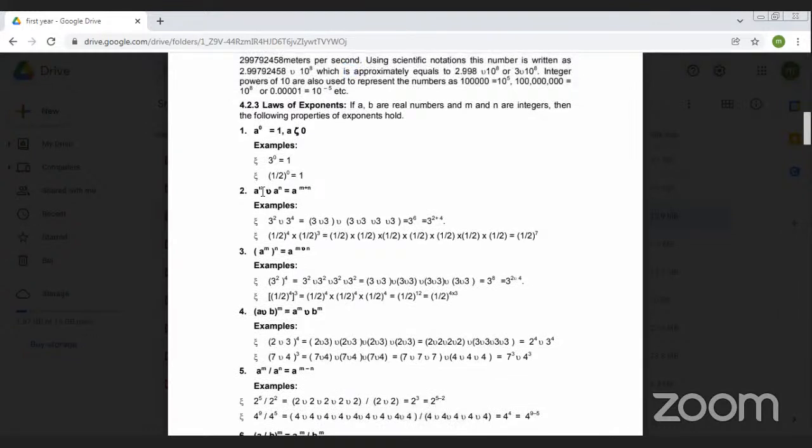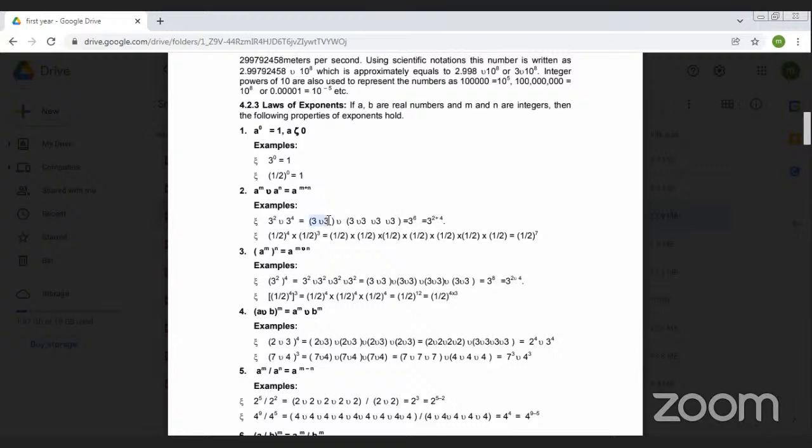When you have a raised to m into a raised to n, this symbol stands for the multiplication sign. So a raised to m into a raised to n gives us a raised to m plus n. See the example here: 3 raised to 2 into 3 raised to 4. So how will you do it? Either way round, you can do it by this method or by the one they have shown.